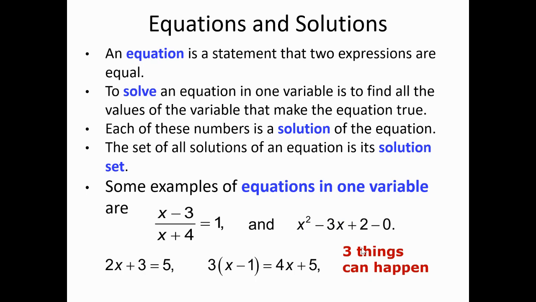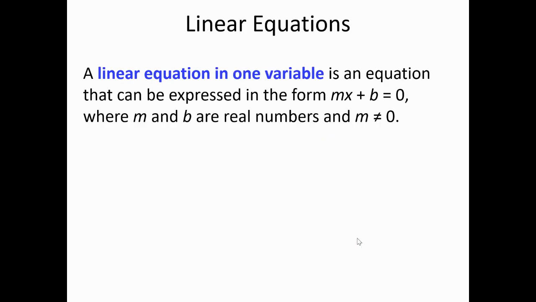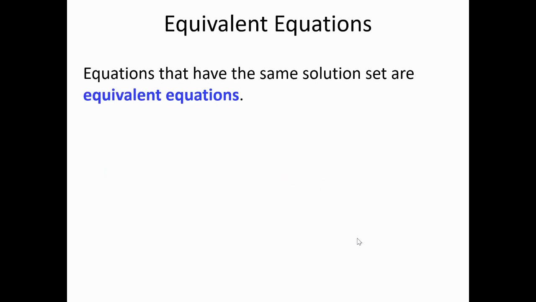There's no solutions. And the third thing that could happen is that every number, from negative infinity to positive infinity, every answer is a solution. So we'll see examples of each. Linear equation: we've seen this in the form of mx plus b, where m is the slope and b is your y-intercept.